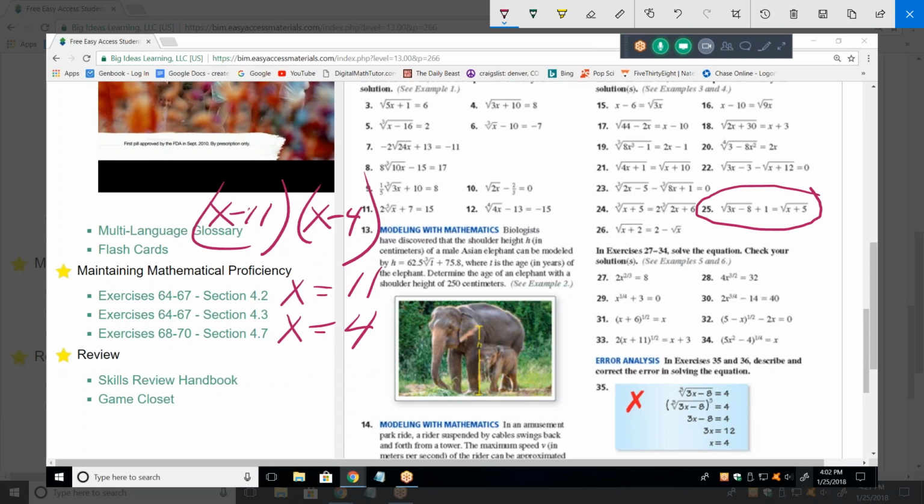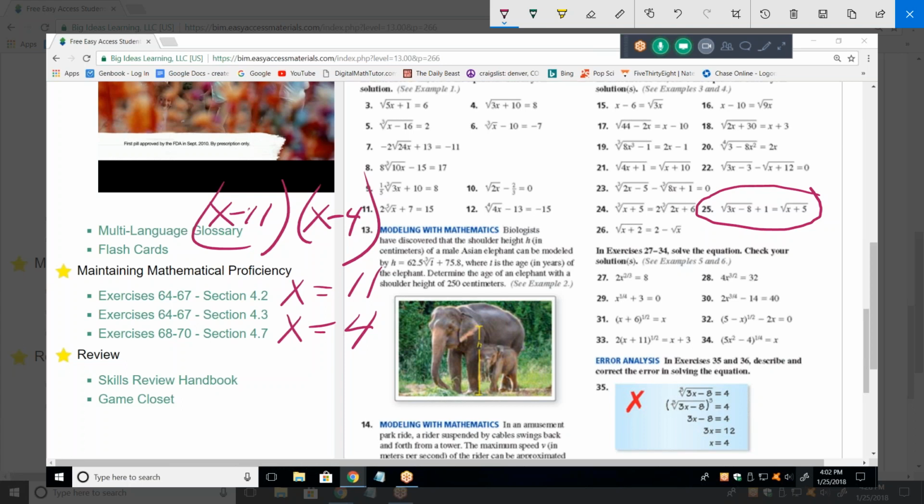Is one of those numbers going to give us problems? I don't see it. By giving us problems, I mean, will one of those answers produce a negative argument under the radical? And no, it doesn't. So let's check both answers.